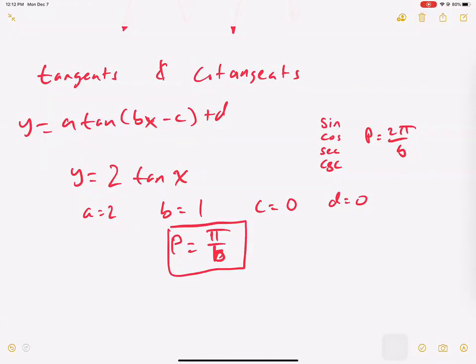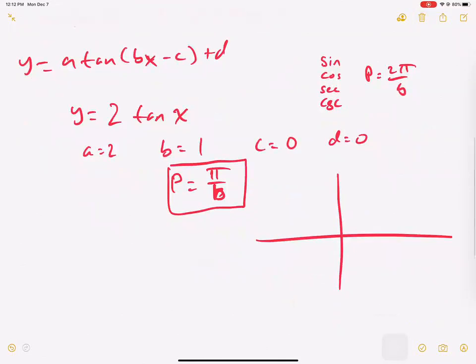So let me go ahead and start graphing these out. First we say d is 0 and c is 0. So we're going to start on 0. And then the period here, it's not 2 pi, it's just pi over b, which is 1. So it takes us pi to finish the graph.